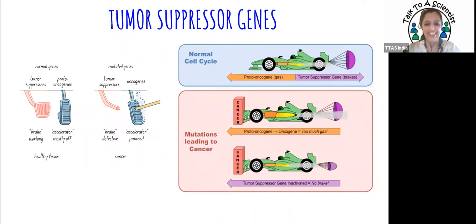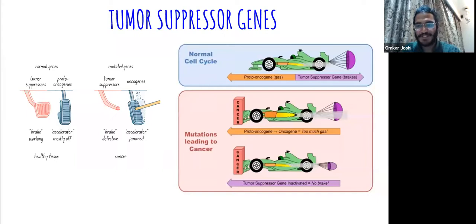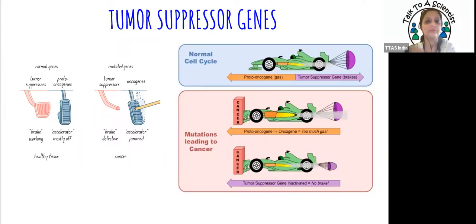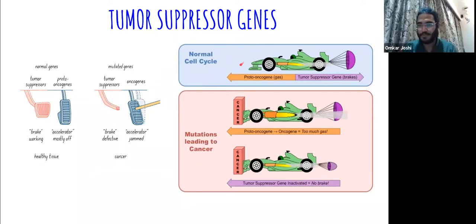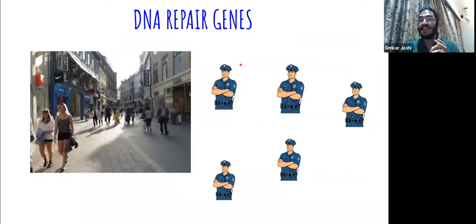All right. Okay, so I'm gonna now move on to the last category of genes, which I've talked about before. And these are the DNA repair genes. Now, already somebody has asked a very smart question of how these work. So I've already given you an idea.